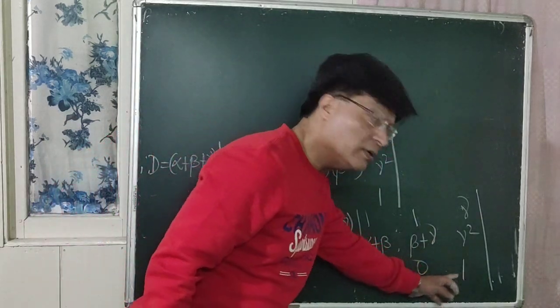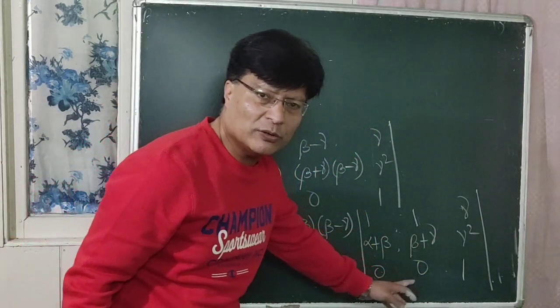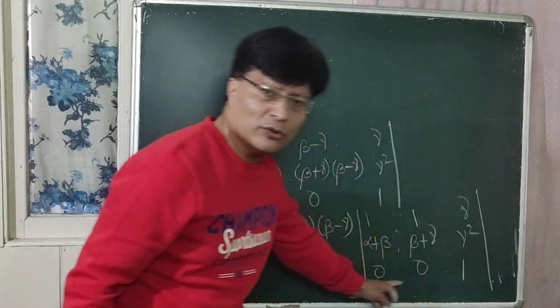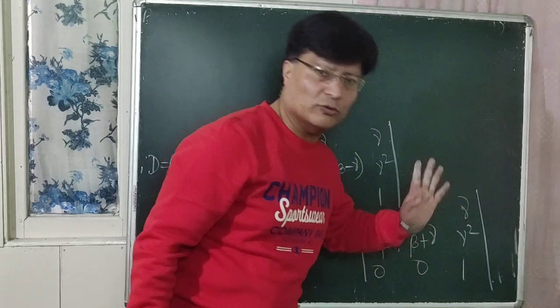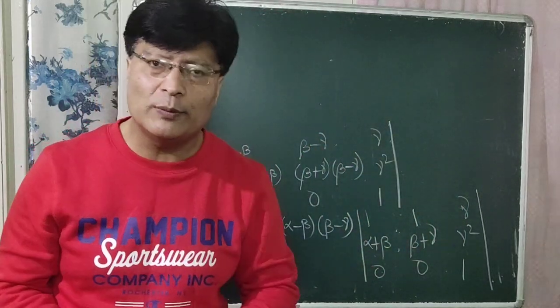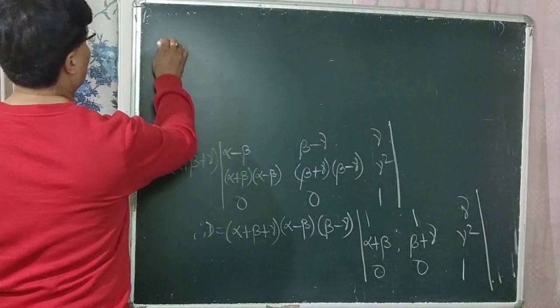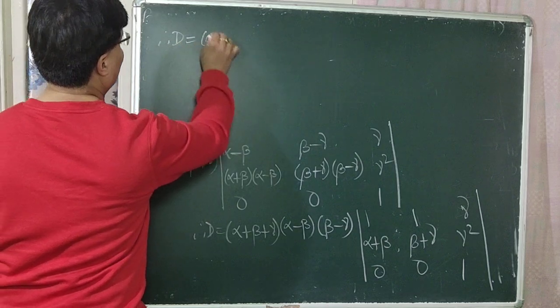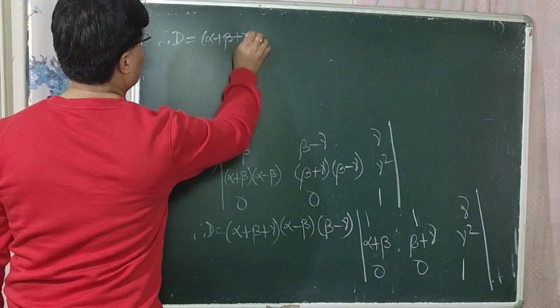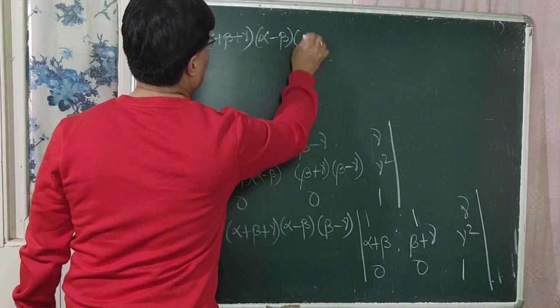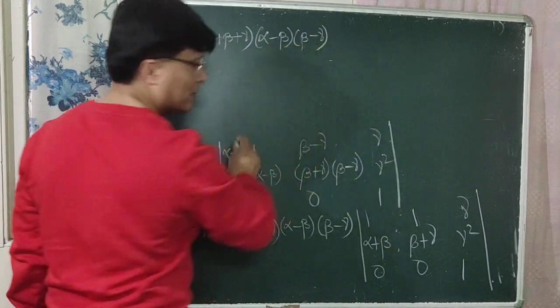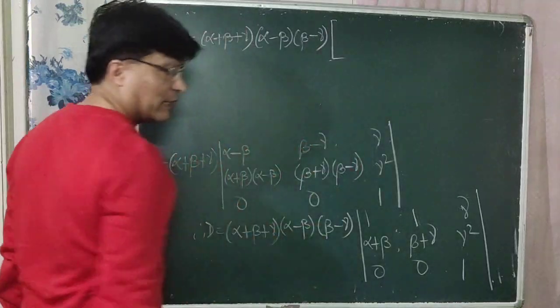What will be the second column now? Beta minus gamma is taken common from the second column. This is 1, isn't it? So it is 1, then comes beta plus gamma, then it is 0, right? Then third column as it is gamma, then write gamma square and 1, right? So this is the simplified determinant.